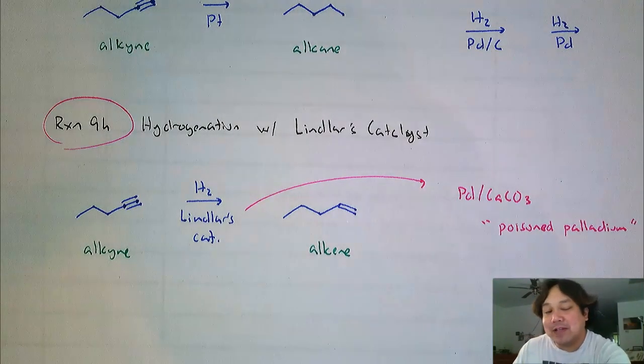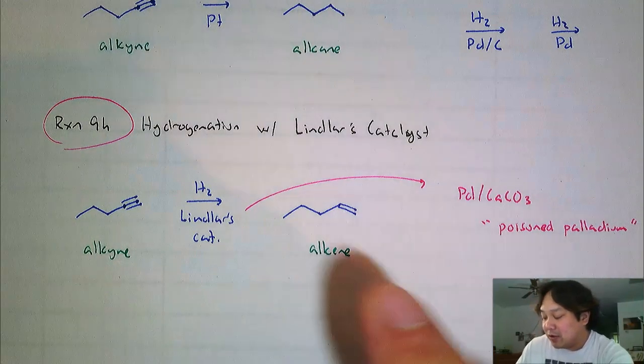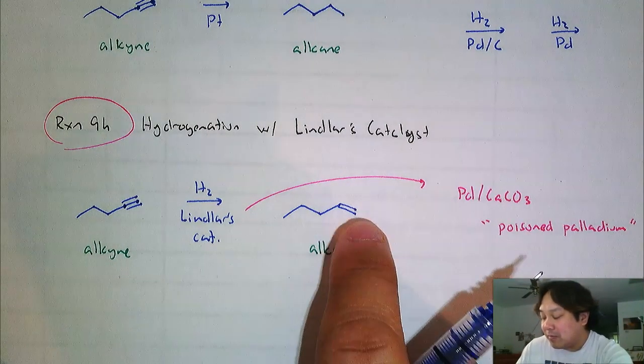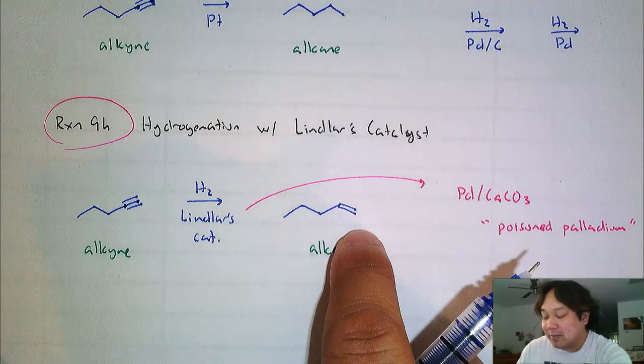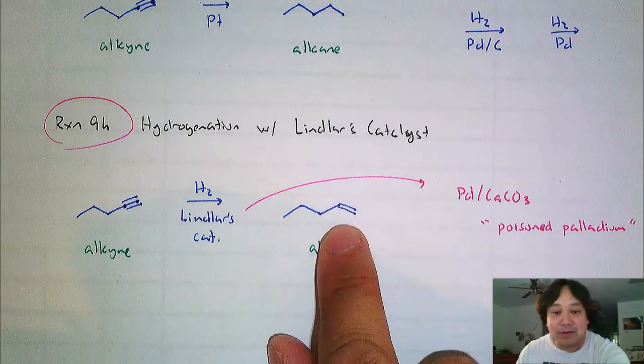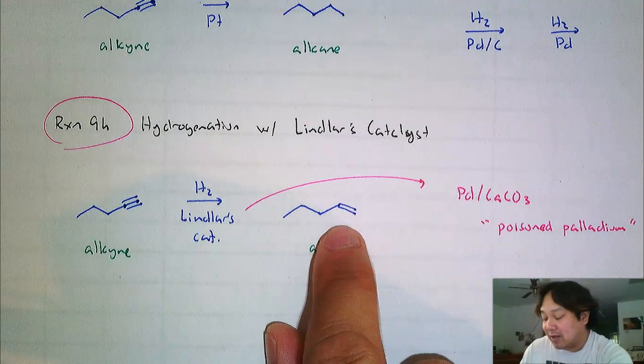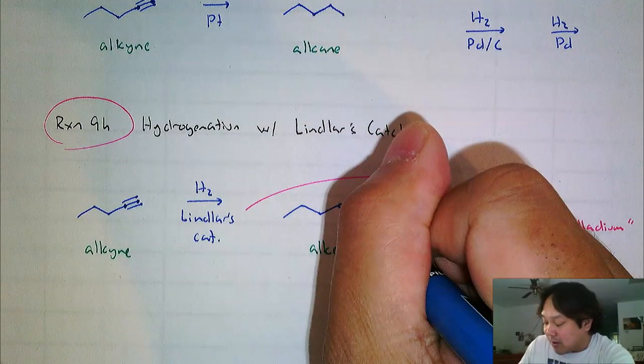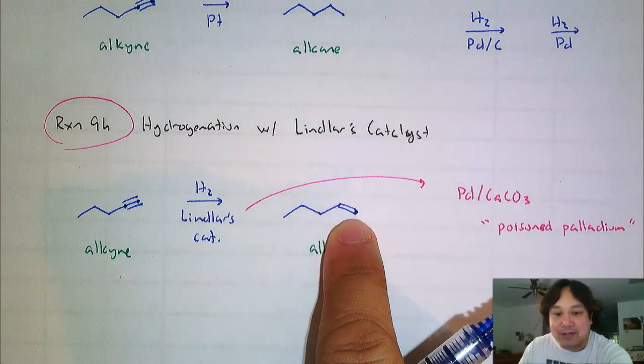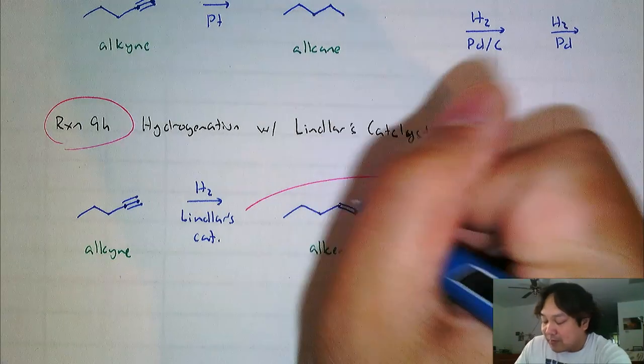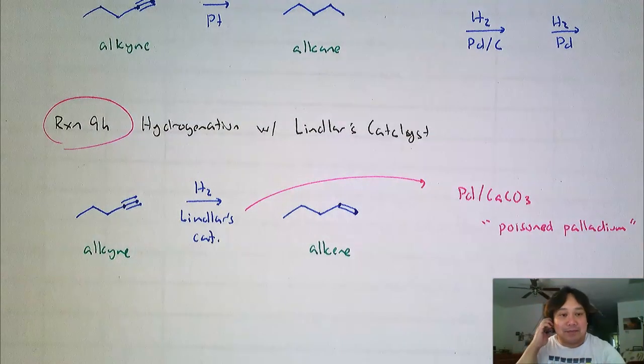What's interesting about Lindlar's Catalyst, though, is that we know there could be cis and trans alkenes possible. For this case, no, there is no cis and trans for this alkene because this carbon has 2 hydrogens, 2 of the same things. So you can't have same side, opposite side.